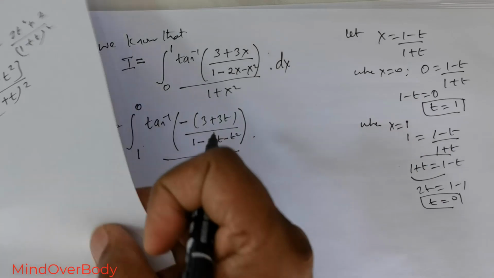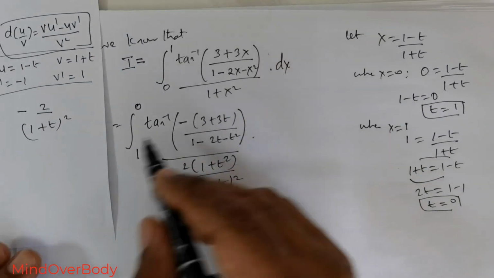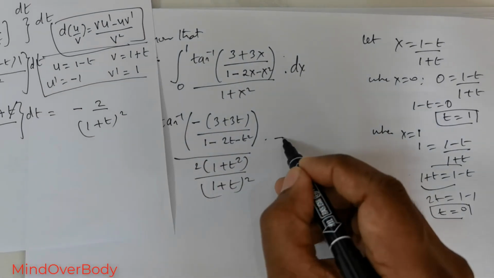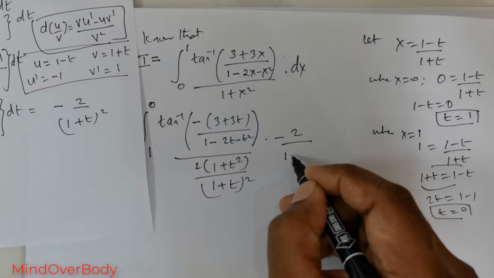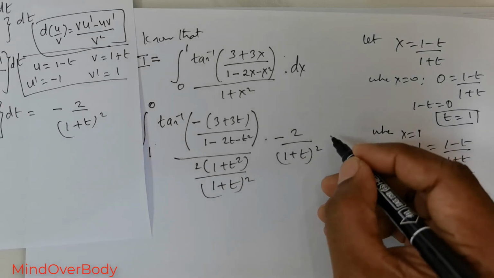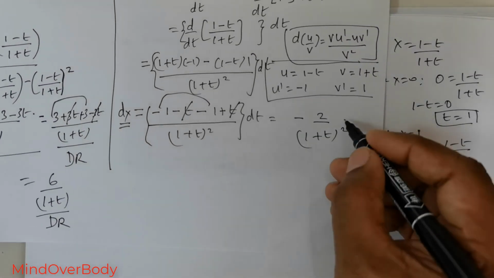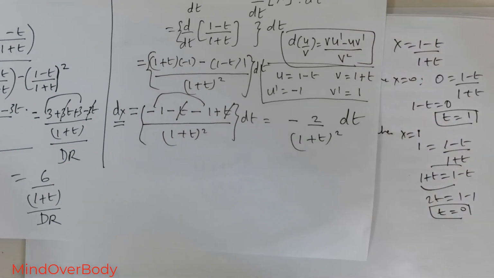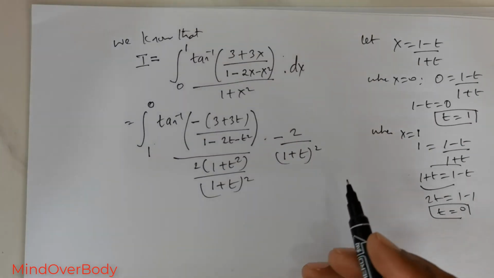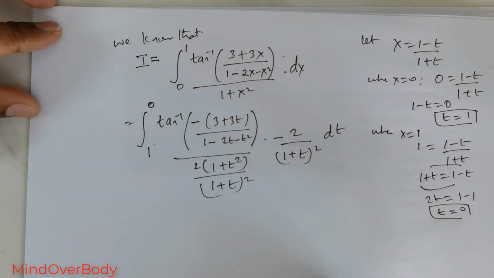So what is the dx? Let me show you. The dx is negative 2 divided by 1 positive t raised to the power of 2 multiplied with dt. There should be a dt here, so you need to place the dt there. After cancelling, you have a dt, so place the dt. Okay, so all of these are there.